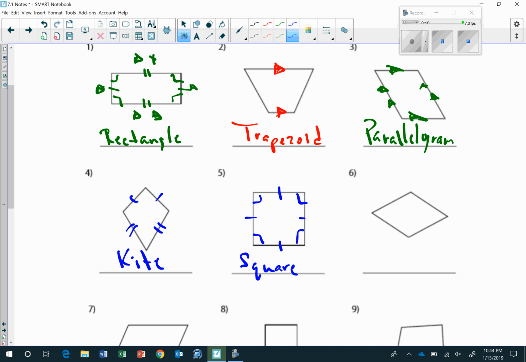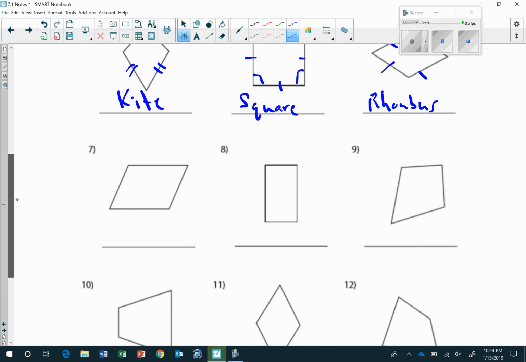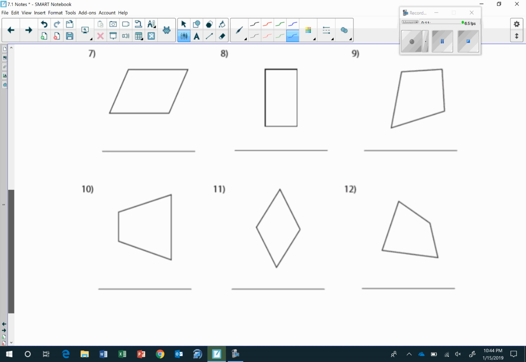For number 6, I again have 4 sides that are all the same, but if you look, I don't have right angles, so this is going to be a rhombus. Again, for a lot of these, there's more than one it could be, but we're putting the most specific. All right, if you look at the bottom of these notes, there's 6 more shapes down here. I want you guys to go ahead and classify those. Make sure you show them to your teacher before you move on.